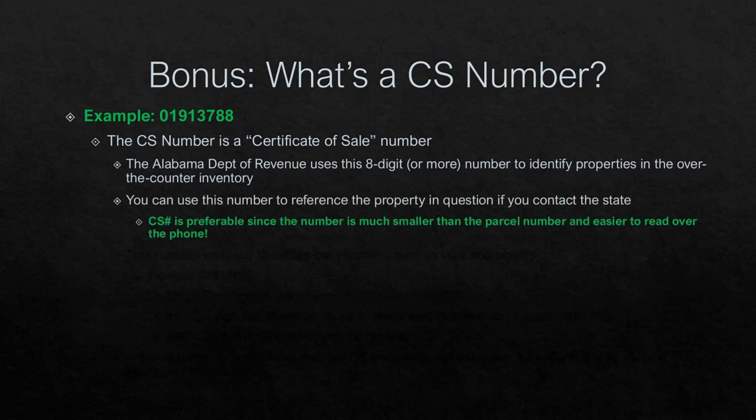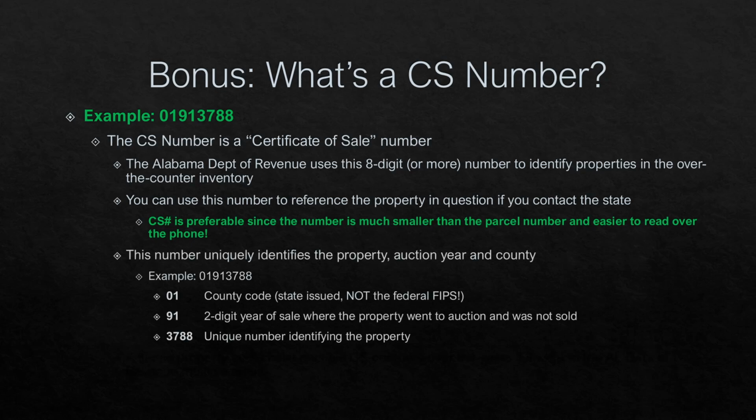And I just said that, but here's the part in the slide. I put it in green. It's preferable because the number's a lot smaller. You can read off 18 to 20 digits to them, and they're not going to be happy. Or you can just read the 8-digit number. Now, here's how this number's broken out. It identifies the property, but it also identifies the auction year and the county.